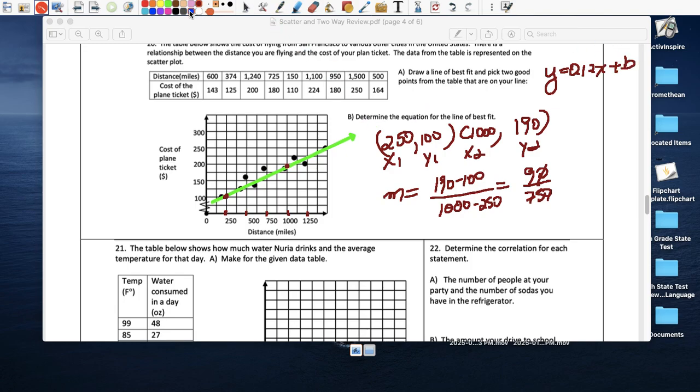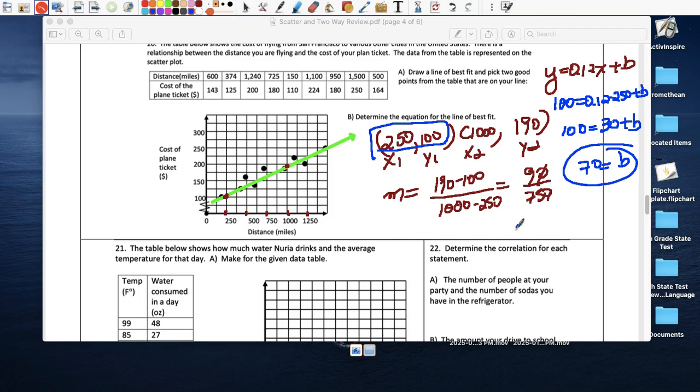Let's pick a point. I'm going to pick this point right here. So I'm going to substitute. I'm going to get 100 equals 0.12 times 250 plus b. So 0.12 times 250 is 30 plus b, and we're going to subtract 30 from both sides, b equals about 70. So my final equation, 0.12x plus 70. Okay, and if you were to extend this line, it looks like it's going to hit a y-intercept of 70.